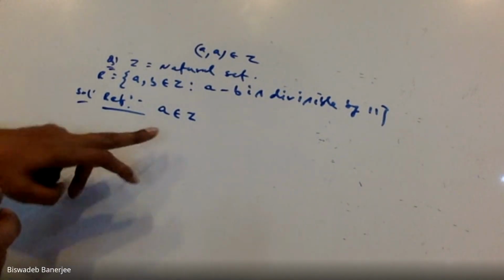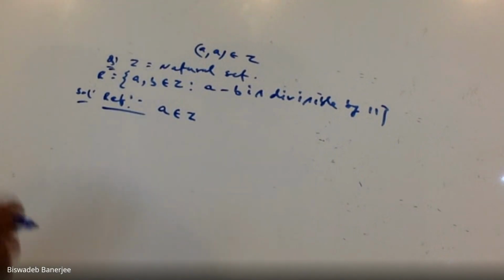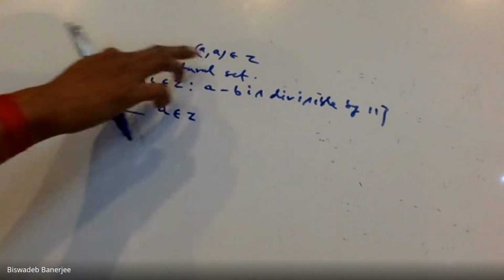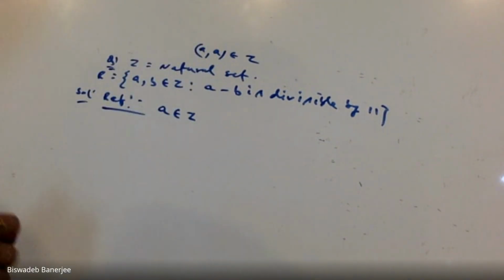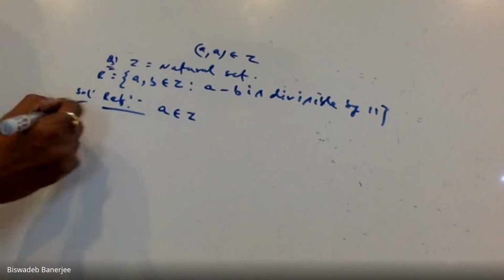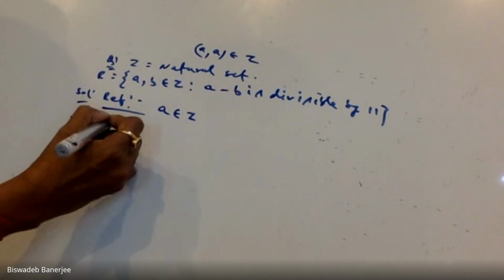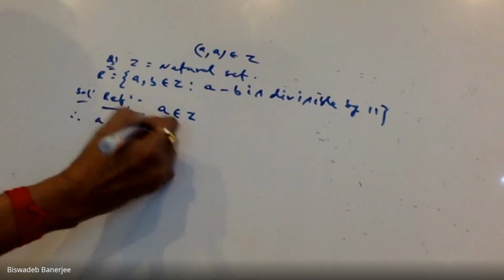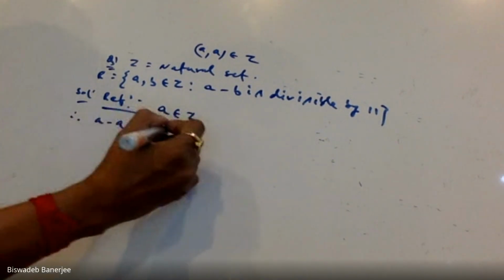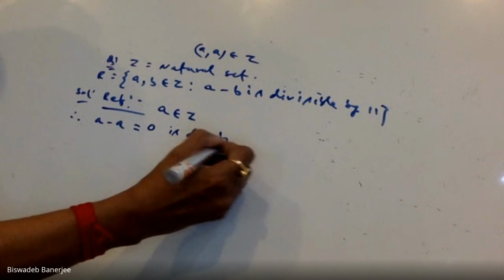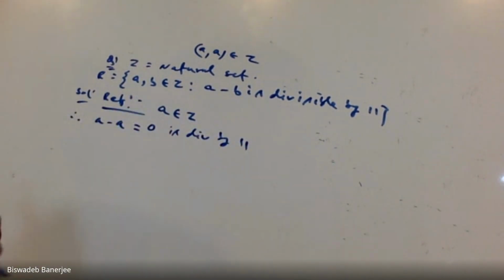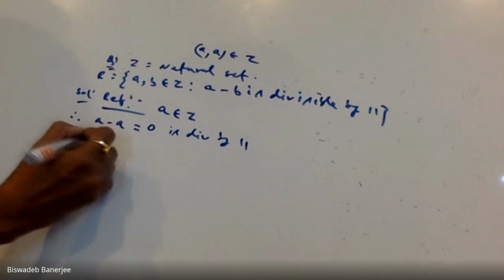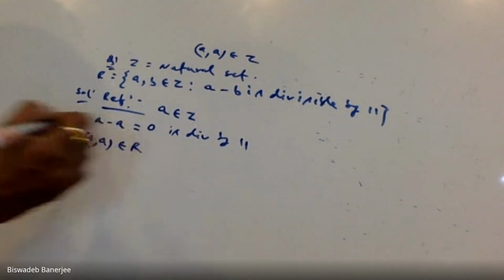So you have to prove (a, a) belongs to R. That means you have to take b equal to a. That's it, it's a shortcut method. If we put b equal to a here, that will give you a minus a. And we know that a minus a equals 0, and we also know that 0 is divisible by 11. In fact, 0 is divisible by any number. That means yes, the reflexive property holds. Therefore, we can write (a, a) belongs to R.